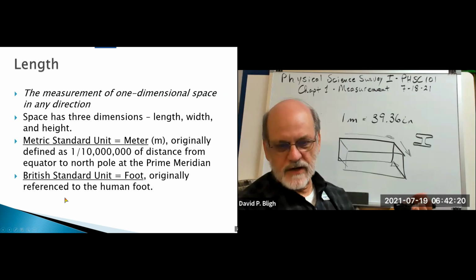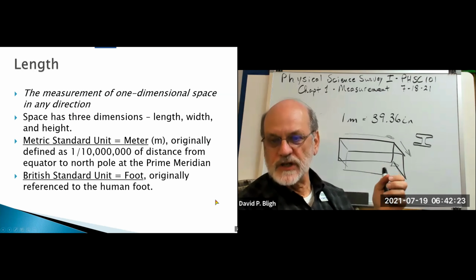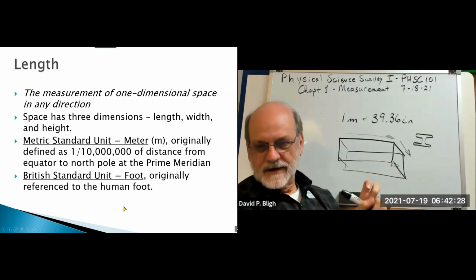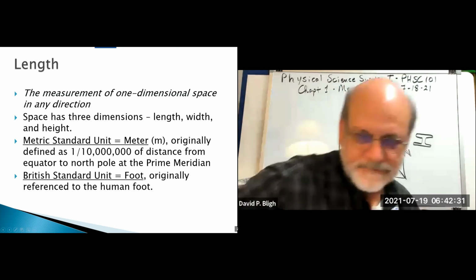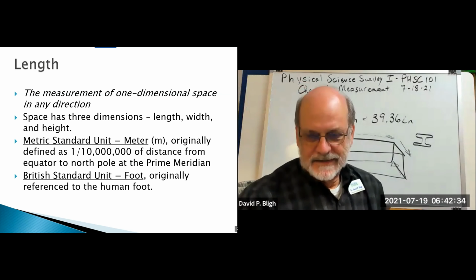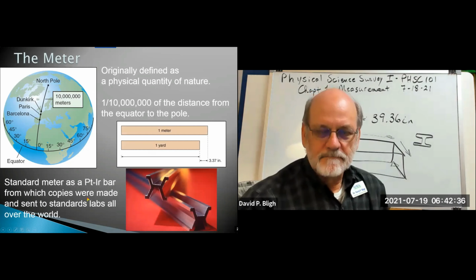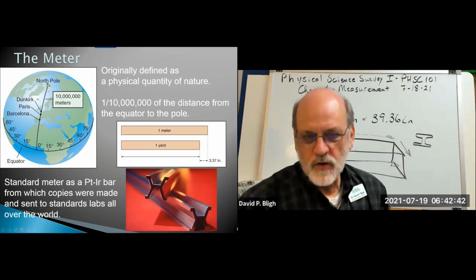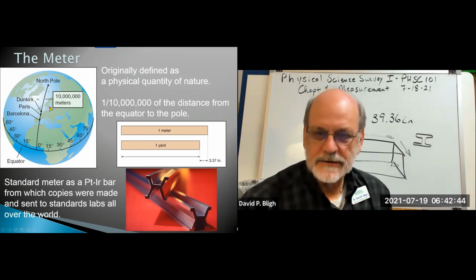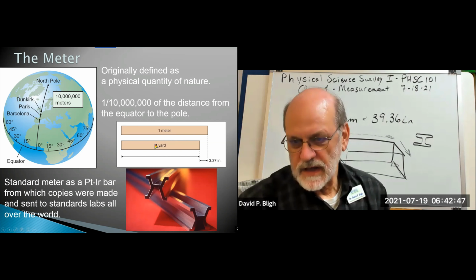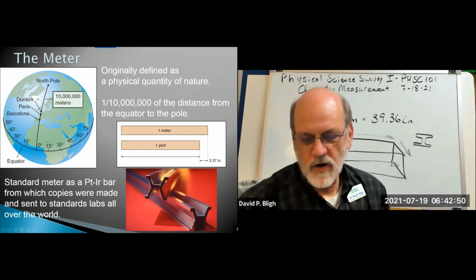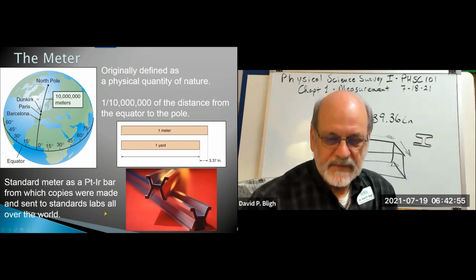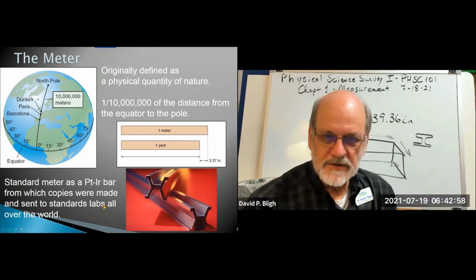Just for observation and information, the British standard unit is the foot. Originally, it was approximately the length of a foot, and they probably used the foot of the king as a standard. Okay, so there's your distance between the equator and the North Pole, which is 10 million meters. And there's a comparison of the meter and the yard. And there's a cross section of the bar. I didn't do it quite right, did I? Anyway, that's just for illustration purposes.